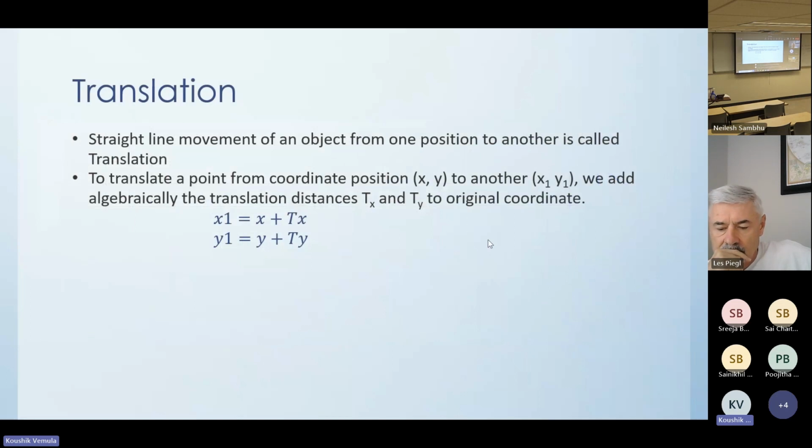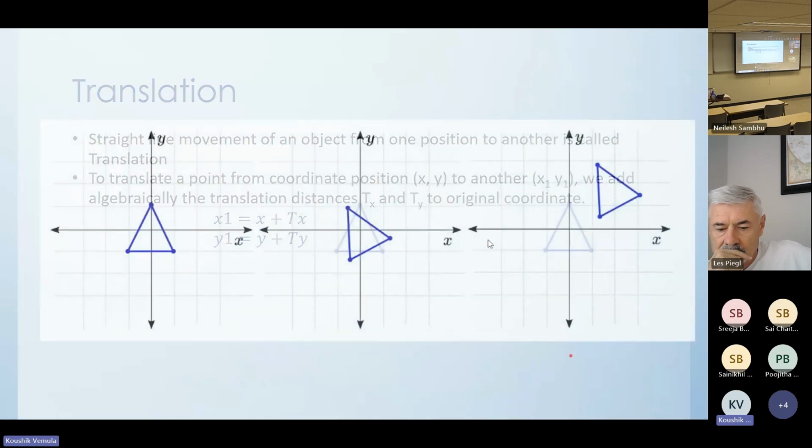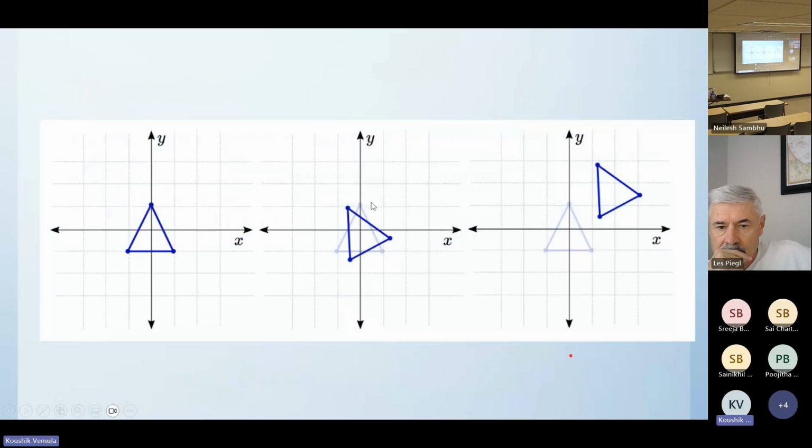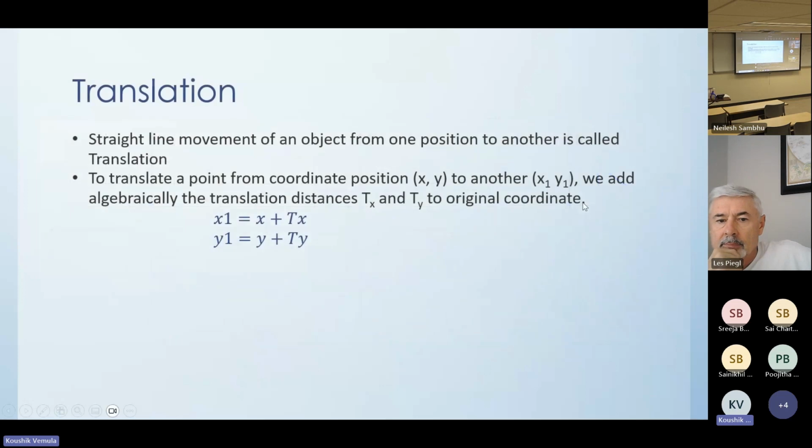Translation is a movement of an object from one position to another in a straight line. Basically, in the previous figure, translation is a movement from figure 2 to figure 3. Translation happens when every point of a position gets moved by a distance tx and ty, which are predefined by the user.